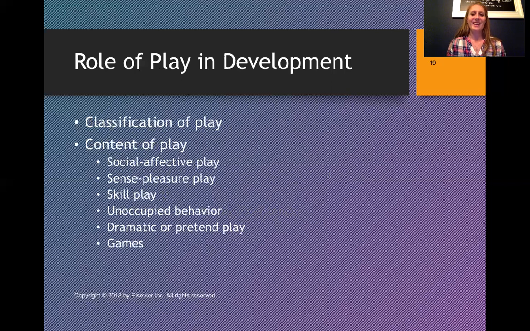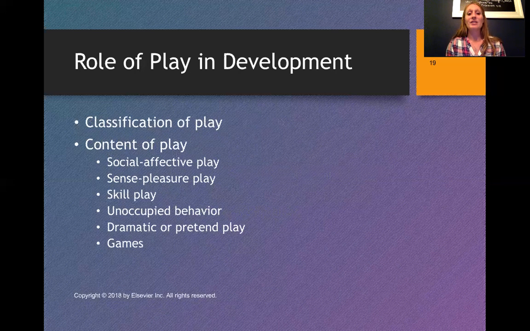Play. Anybody with children has probably heard all about the importance of play. When it comes to preschool time, it's the discussion: do we do an academic preschool? Do we do a play preschool? Play is so important in the development of kids. And we have various classifications of play, and those different classifications have different purposes within the development.